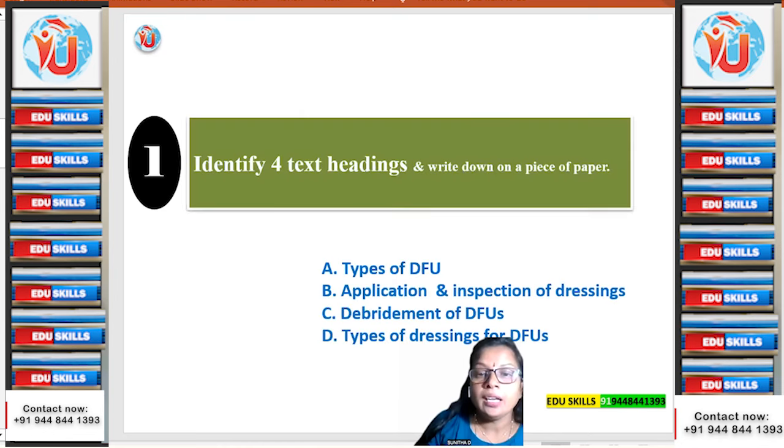So understand the relationship and the sequence among the four text headings. In the first text A, different types of DFUs. For the second text, we have to understand the sequence they have given. First they give the types, second application and inspection of dressing, then wound debridement, then the types of dressings they are using or suggesting for diabetic foot ulcers.